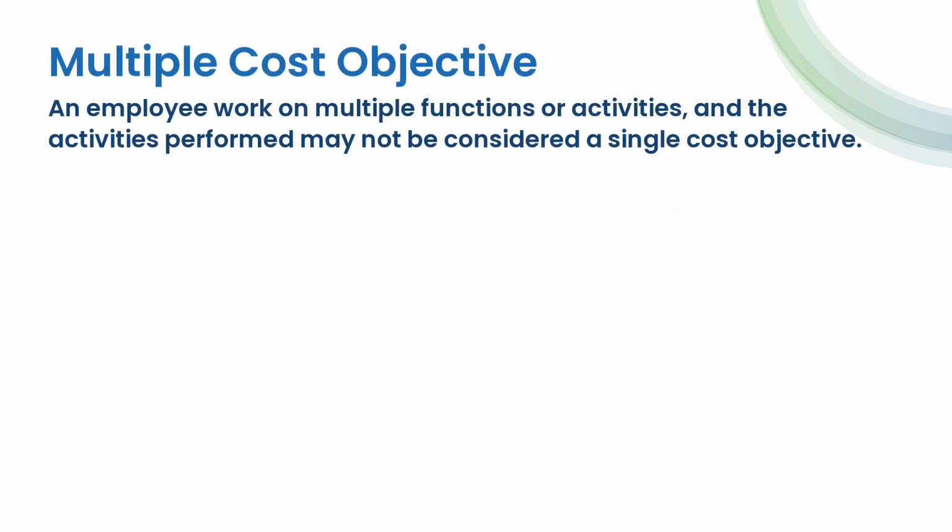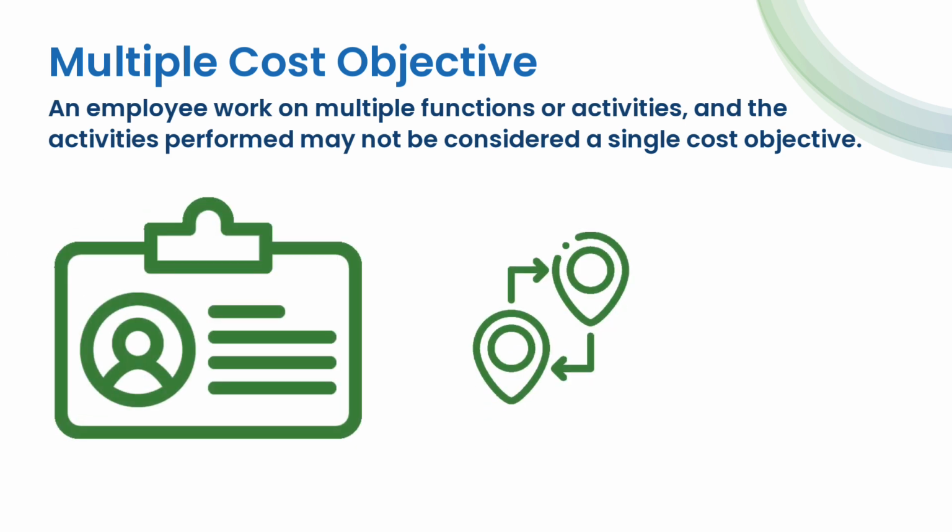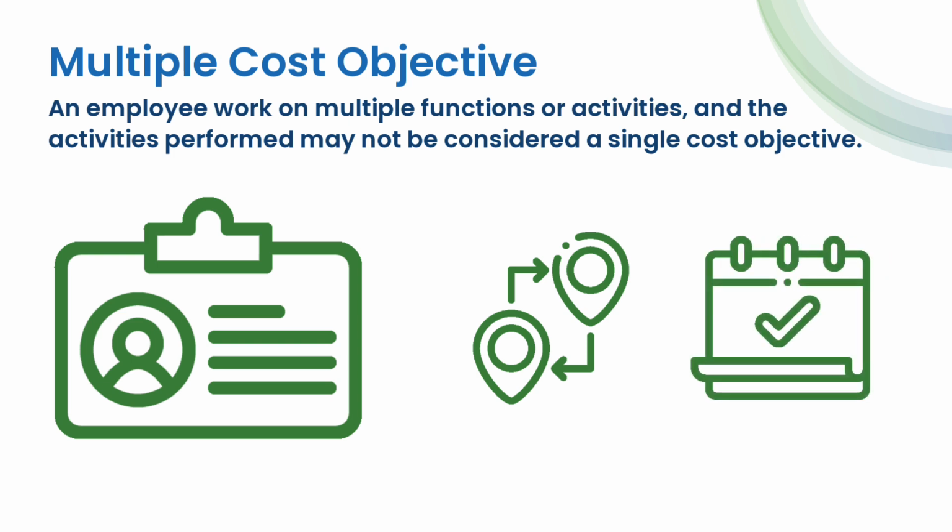A multiple cost objective occurs when an employee works on more than one function or activity. The activities performed may not be considered a single cost objective. Employees who work on multiple activities or cost objectives are required to maintain monthly personnel activity reports, or PARs, to support the distribution of their salaries or wages.